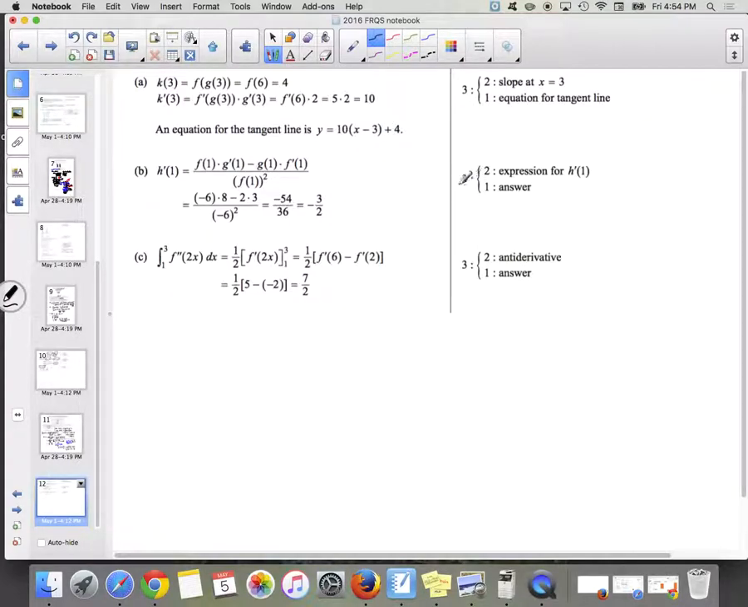3 points for the next part, so you got 2 points for finding h prime of 1 correctly, so probably for the setup and that answer of negative 3 over, well, I guess it just said the expression, right? So you got 3 points for this. So, 1 point here, 1 point here, and I don't know where they got the other point, so. And then part C, 2 points for the antiderivative, so probably knowing that you had a u substitution, so having that 1/2, and then knowing it's f prime of 2x or f prime of u if you changed it. And then 1 point for the answer of 7 over 2.